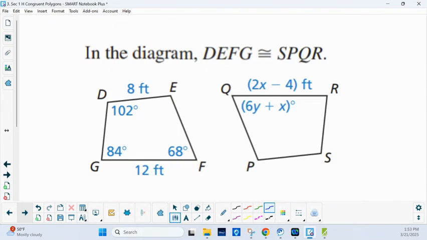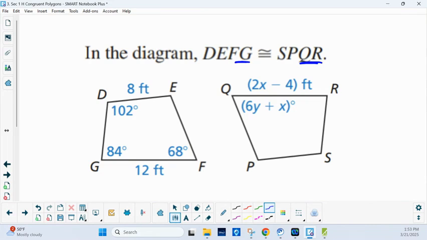So this applies to any shape. This one's a quadrilateral, but it's telling us they are congruent with the congruent statement. So again, we need to find the value of x and y, and this one has both, so I would focus on the one that only has one. 2x minus 4 is representing side QR. So which side, according to that statement, is congruent to side QR? GF. Everybody agree with that?